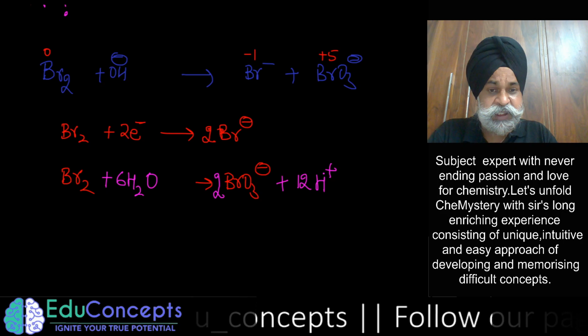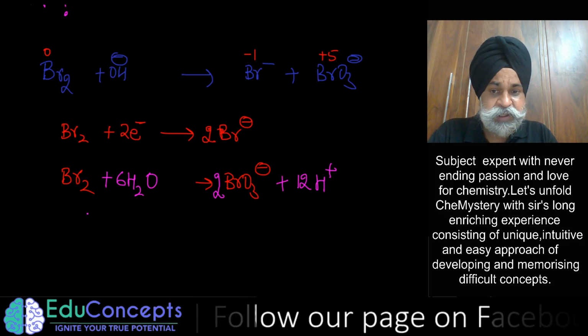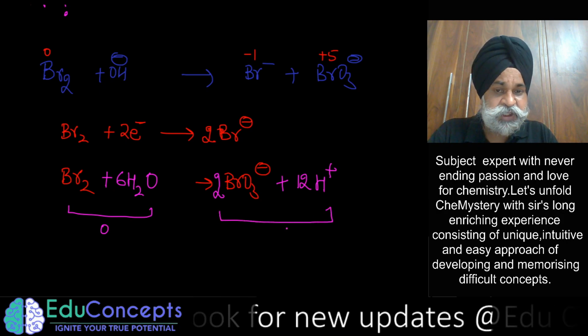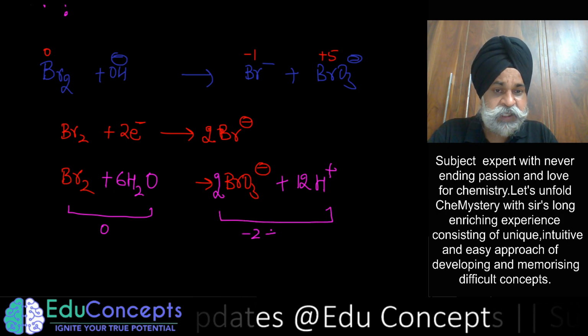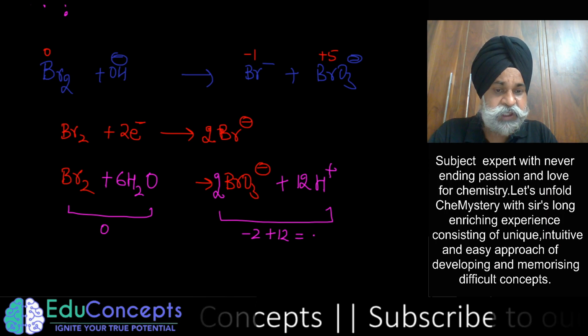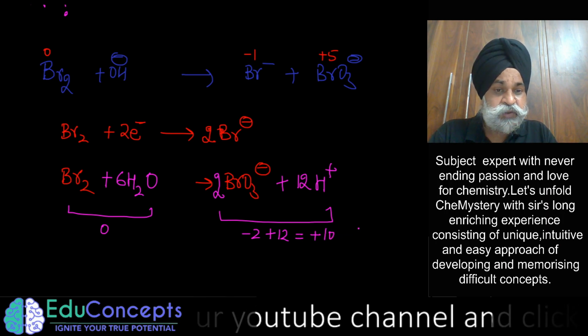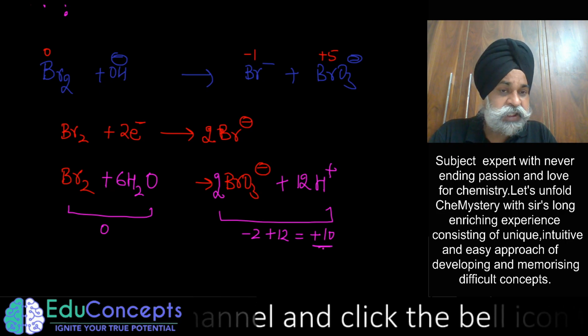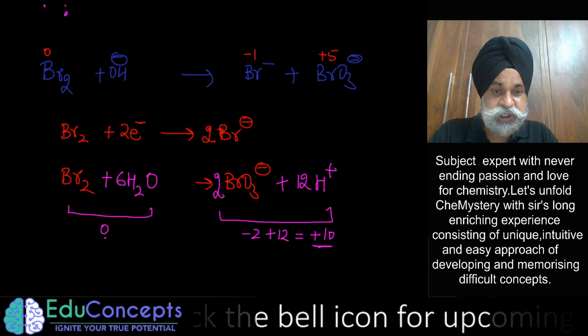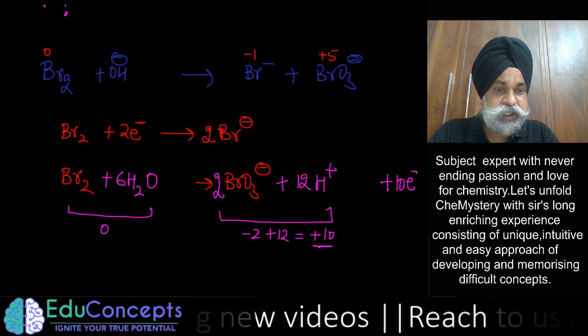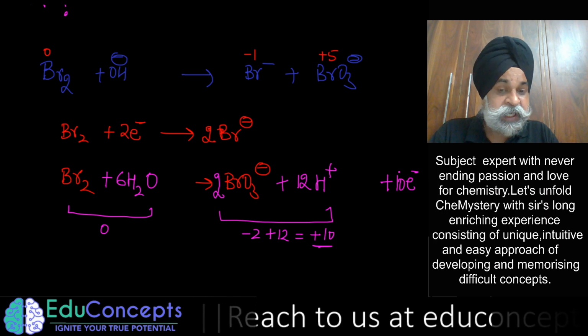Now if you look at the reactant side, you have zero charge. But on the product side, how much charge do you have? 2 negative plus 12 positive. So in total, you have 10 positive charge. To make this 10 positive charge equal to 0, because the reactant side is 0, I have to put 10 electrons here. So I put 10 electrons here. Now the equation has been balanced.